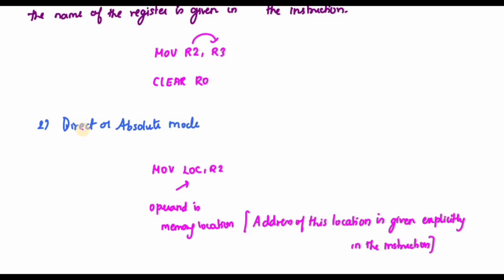The next one is direct or absolute mode. The example for this is MOVE LOC, R2. Here the operand is a memory location, that is, the address of this location is given explicitly in the instruction. For example, it is 2000, R2. So the address of this location is explicitly given in the instruction.